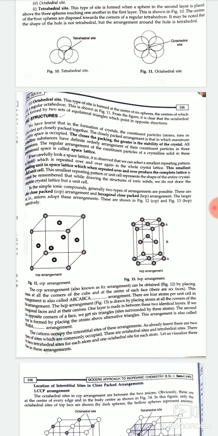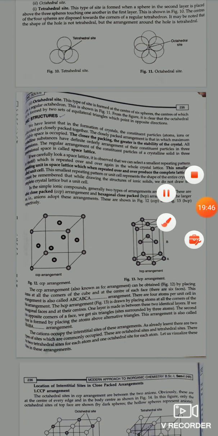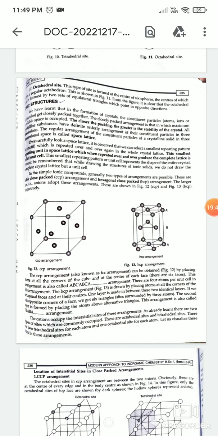Now second is the octahedral site. This type of site is formed at the center of six spheres. The centers of these spheres form a regular octahedron. This is shown in figure 11. From the figure it is clear that the octahedral site is formed by two sets of equilateral triangles which point in opposite directions.